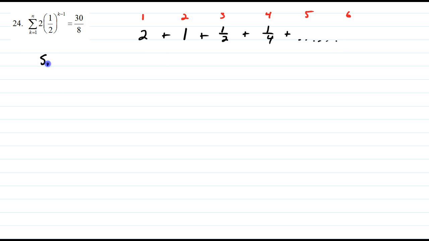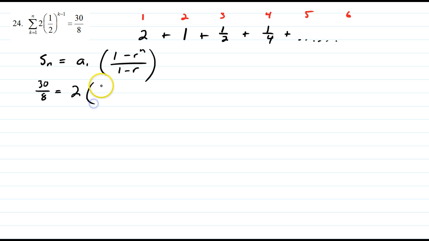So our sum is the first term times 1 minus r to the n over 1 minus r. So our sum is 30/8, which is going to equal our first term, which is 2, times 1 minus a ratio of 1/2 to the power of n over 1 minus 1/2. And so we have 30/8 equal to 2.